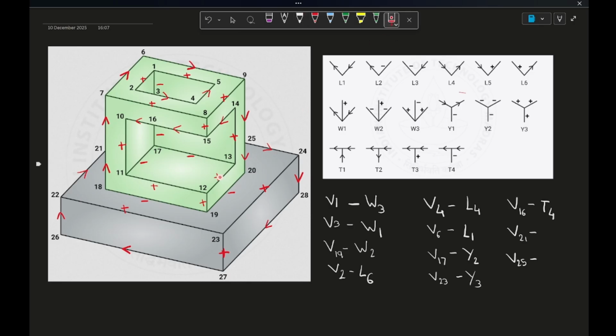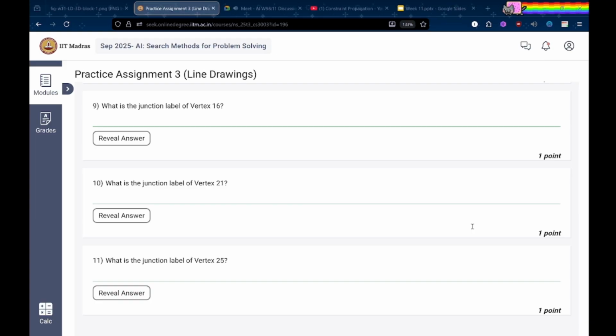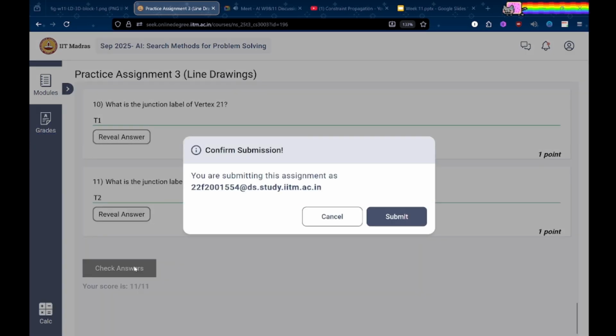21 is this thing. It's also a T junction with full arrows inside. So T1. Left going arrows and then an arrow coming to them. This one. And 25 is this one. T2. So T4, T1, T2. Let's submit. All correct.